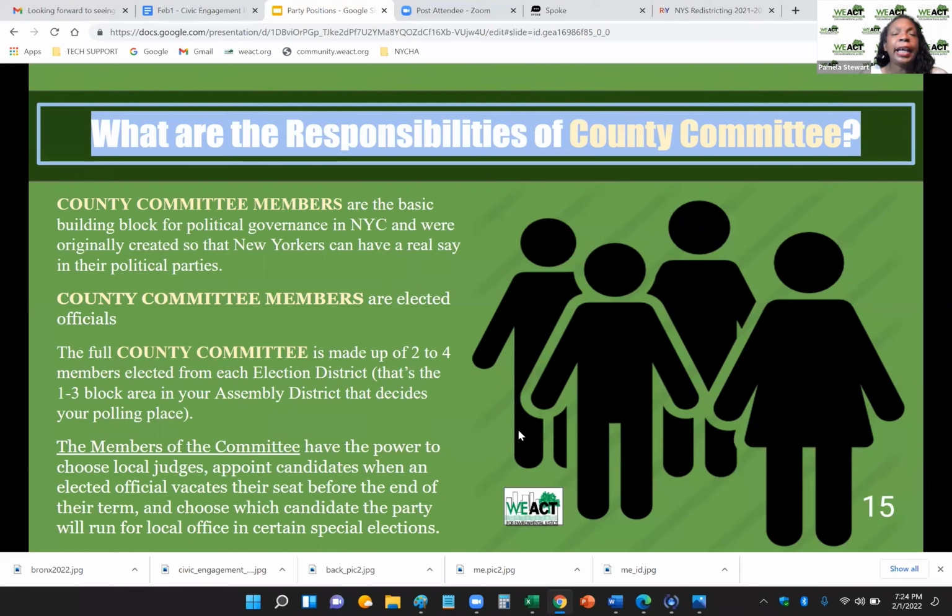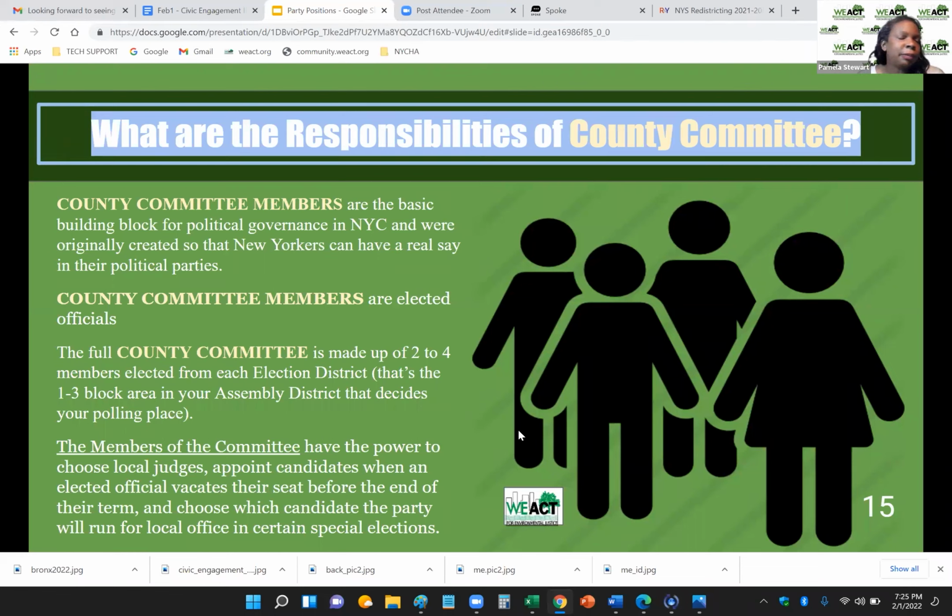Keep in mind, we just had a couple of special elections on the state level in which this happened. In the 68th, Robert Rodriguez, assemblyman in the 68th, was appointed Secretary of State. So we had to have a special election, and county committees stepped in and had to vote for their nominee to run against the Republican, the other Democrat, or someone from the Conservative Party, which I don't think there was in that race, in a special election.